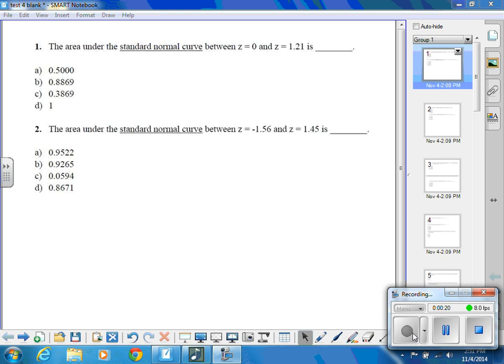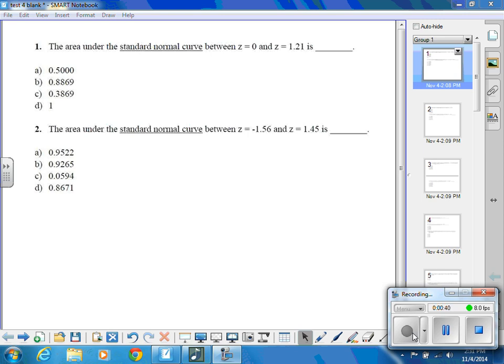Starting off, it asks a bunch of questions about using the chart in the back of your book that has the Z-scores. If you know what I'm talking about, the normal distribution, the standard normal curve that's in the back, your teacher printed out 2 copies of the table for you with the negatives and the positives. So I don't have the chart to show you, but this is what we do.